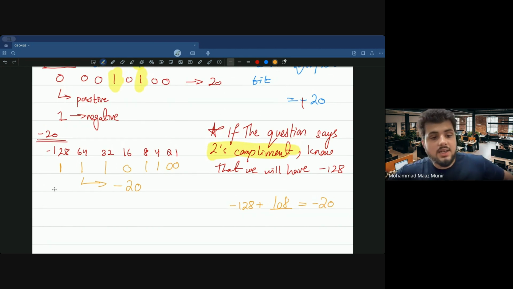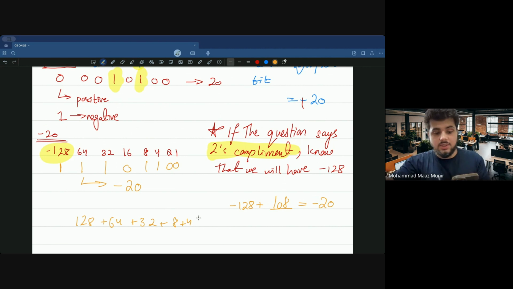Because in that case, the error most kids make is that they count this minus 128 as a positive number, and if you count this as a positive number, your answer is going to be 128 plus 64 plus 32 plus 8 plus 4. So just add this up and you will see that you get 236.